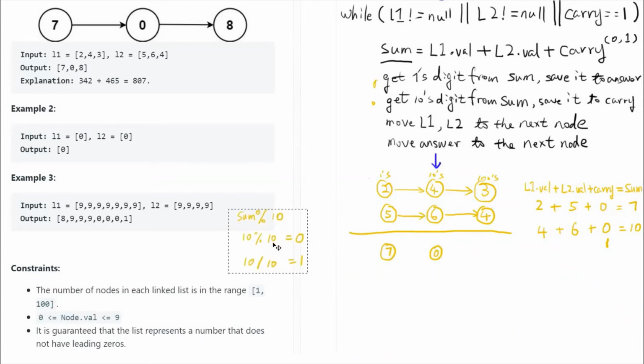Now the next step is we'll link the new node to our answer, and we will move to the next node. And also, we keep the pointer in our answer always pointing to the last node. So now, we will do the sum for the 100th digit. The value for the list number 1 is 3, and the value for the list number 2 is 4.